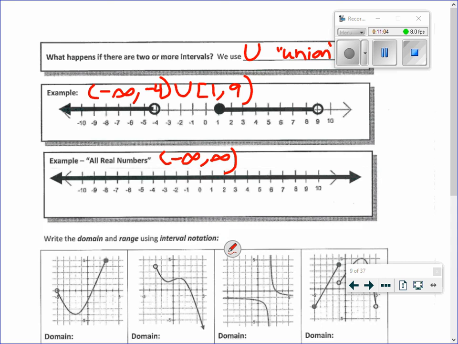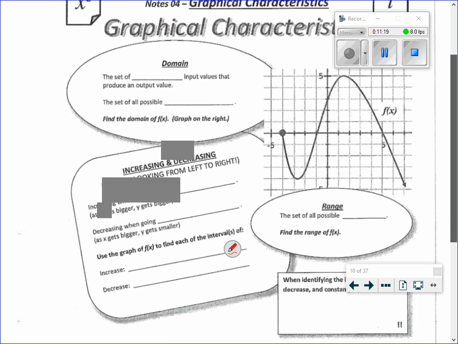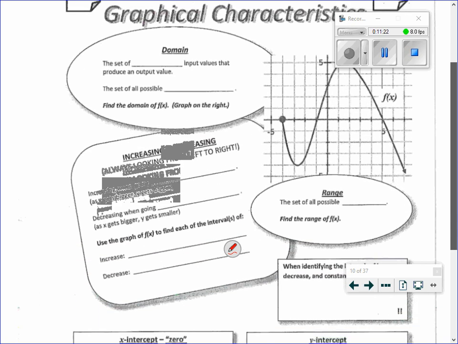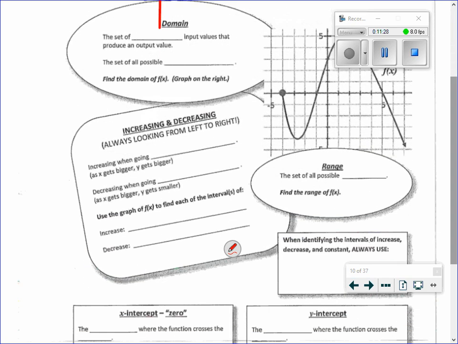So we're going to talk about domain and range next, but this part right here, we're going to jump to after we talk about domain and range. So if you guys could flip to your next page. So domain. Woo! Domain, who remembers anything about that word domain from Algebra 1? What do you remember? Nick? Yeah, it's all your possible x values. So it's the set of all input values that produce the output value. So it's your x values.